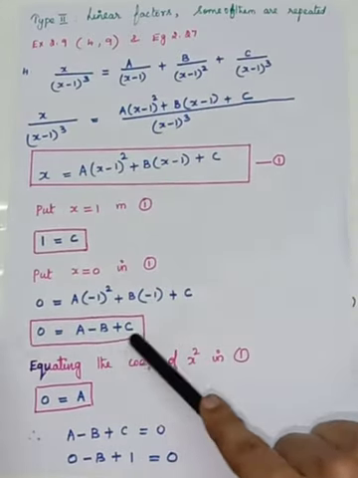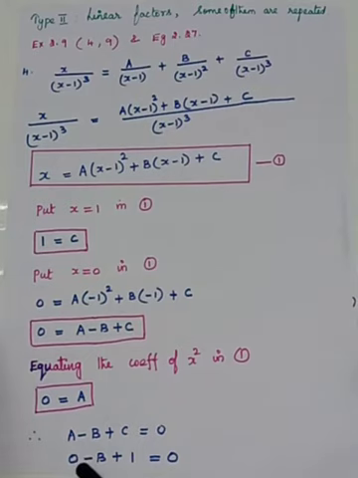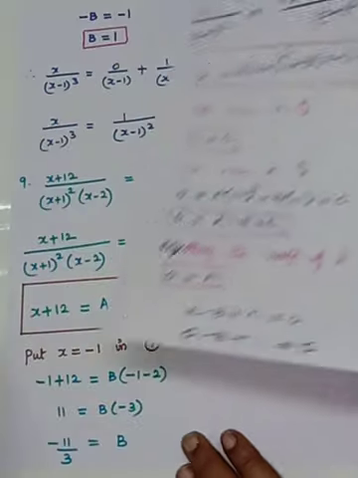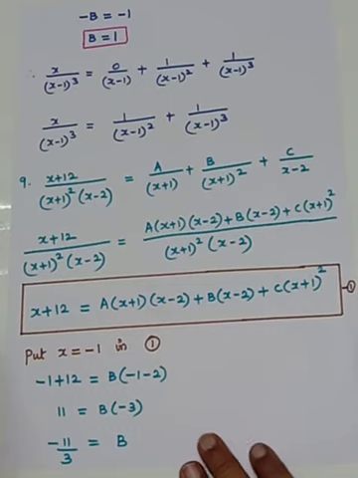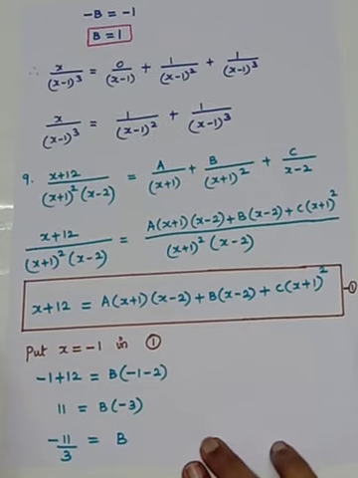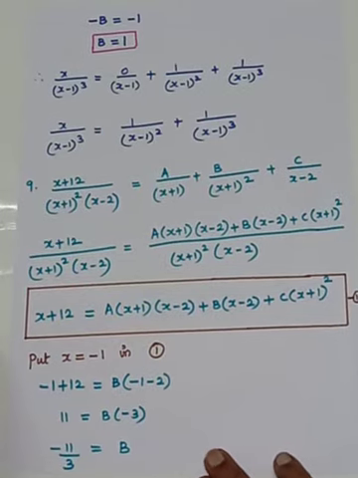So when you substitute here, it is 0 minus b plus 1 is equal to 0. So what is it? Next one. It is minus b. Minus b is equal to minus 1. So b is equal to 1. So we have found all the values of a, b, c.